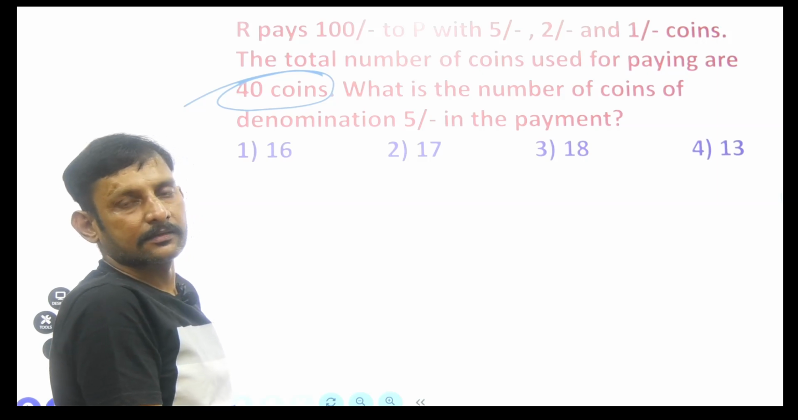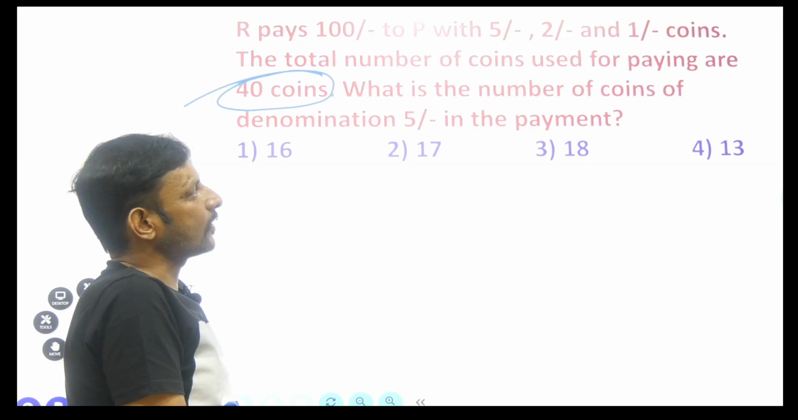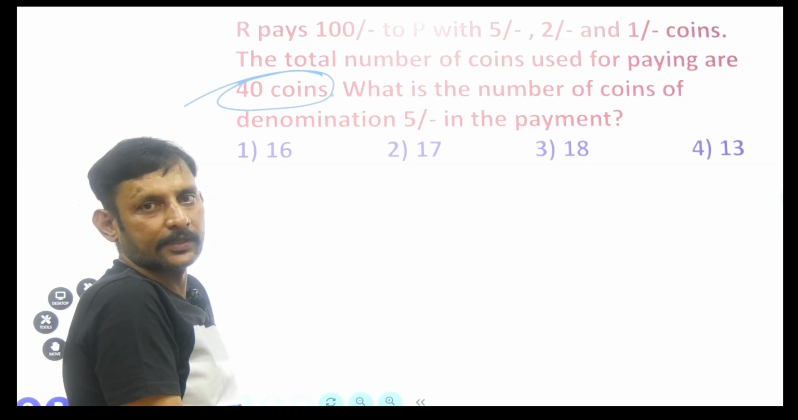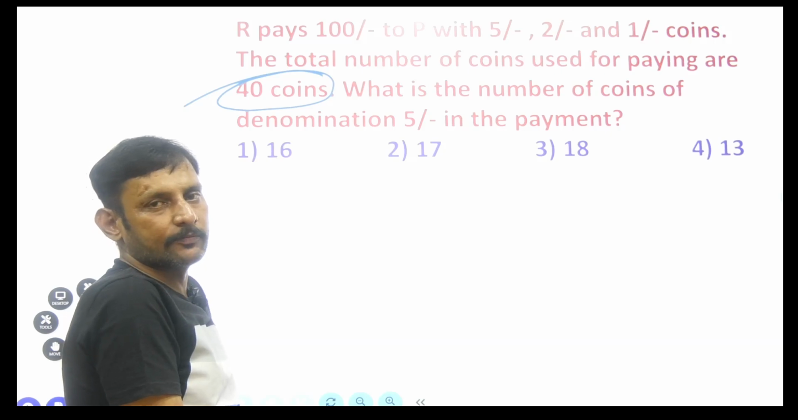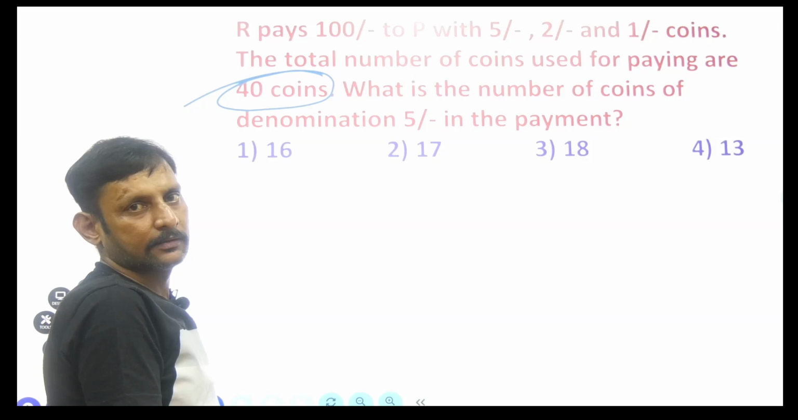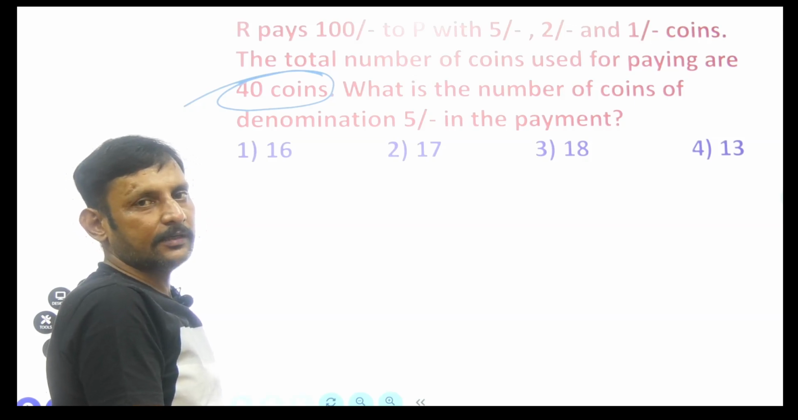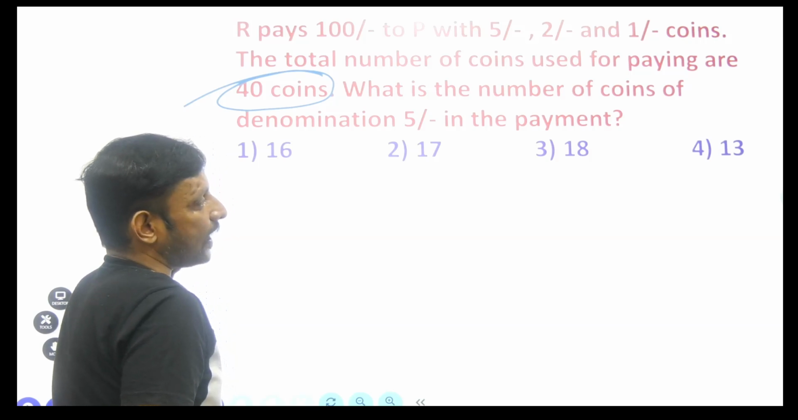Let us consider the number of 5 rupee coins be x. Let the number of 2 rupee coins be y. Let the number of 1 rupee coins be z. So 3 variables are there. You have to solve the equation. Instead of that, we can eliminate the options.